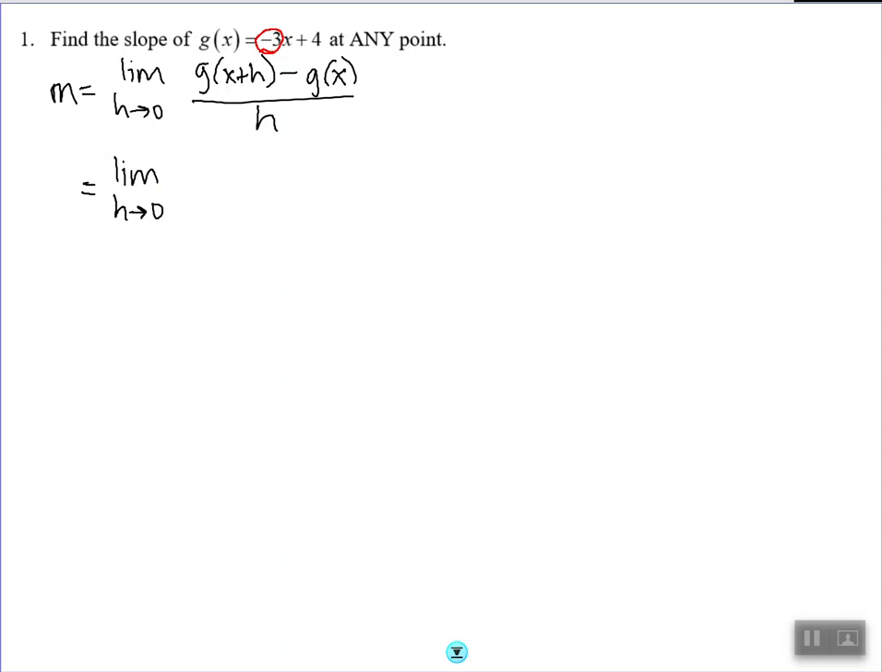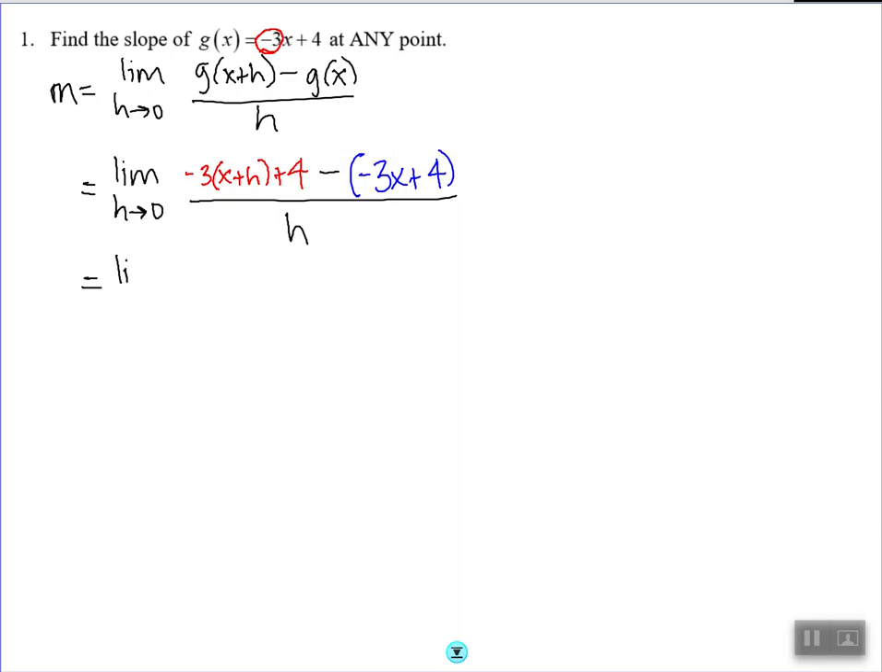If I plug in x plus h for x, I have -3 times x plus h plus 4 minus g of x, which is -3x plus 4, all divided by h. It is very important that you are careful with your negatives. The most common mistake here is forgetting to distribute this negative to g of x.